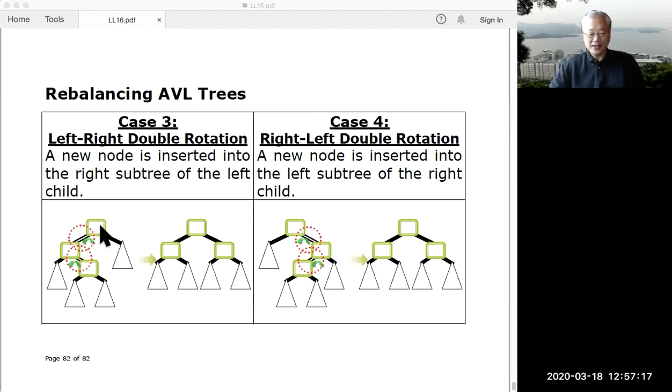So we first identify which node has the problem, and then we make it the root, and then we ask, where is the new node? If the new node is in the left-right subtree, then we do the left-right double rotation. If the new node is in the right-left subtree, then we do a right-left double rotation. Okay, that is how we do the rotation. So, any questions? If there's no question, that's very good. We still have some time.